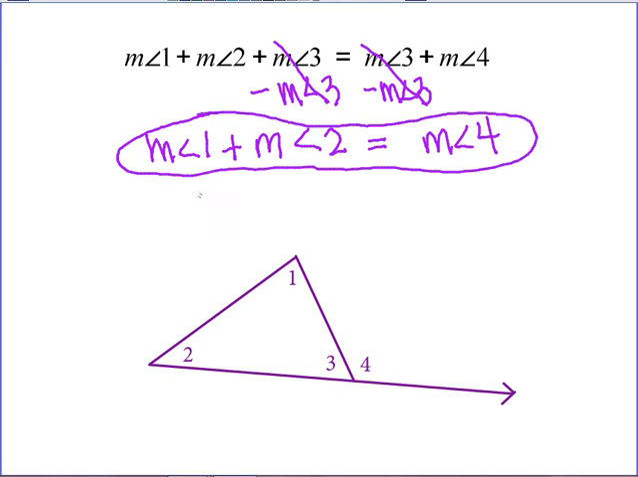This is actually called the exterior angle theorem. Watch where those angles are. 1 added to 2 is equal to 4. Now you can go tell your parents that your math teacher told you that 1 plus 2 equals 4 and see what they say.